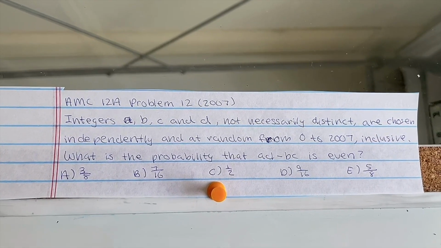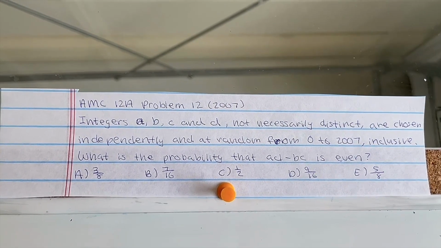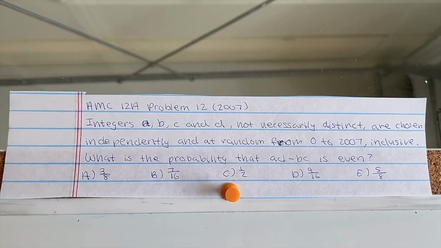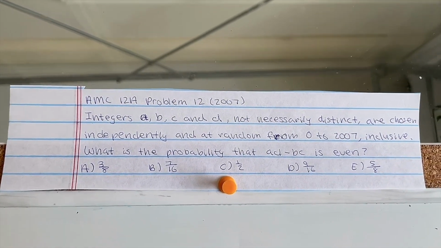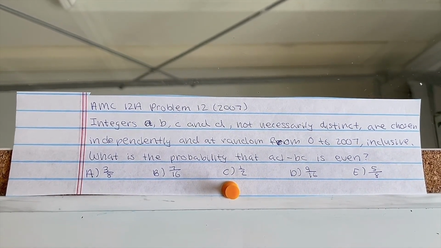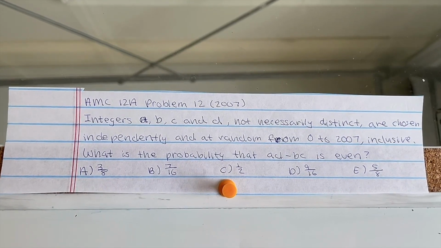This is AMC 12A, Problem 12 from the year 2007. Integers A, B, C, and D, not necessarily distinct, are chosen independently and at random from 0 to 2007 inclusive. What is the probability that AD minus BC is even? And here are your answer choices.